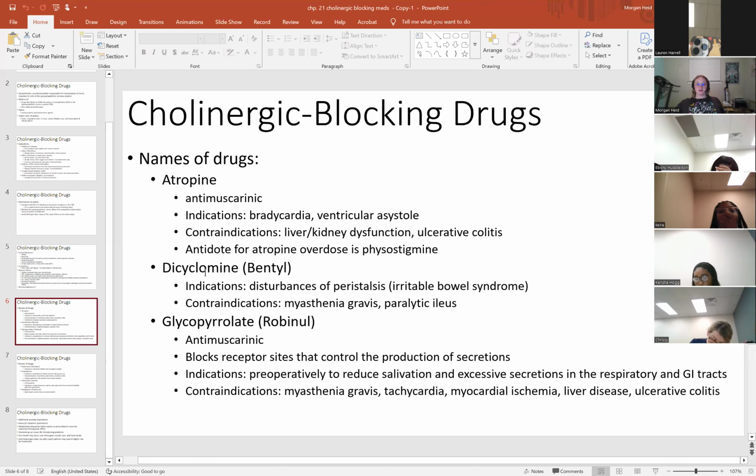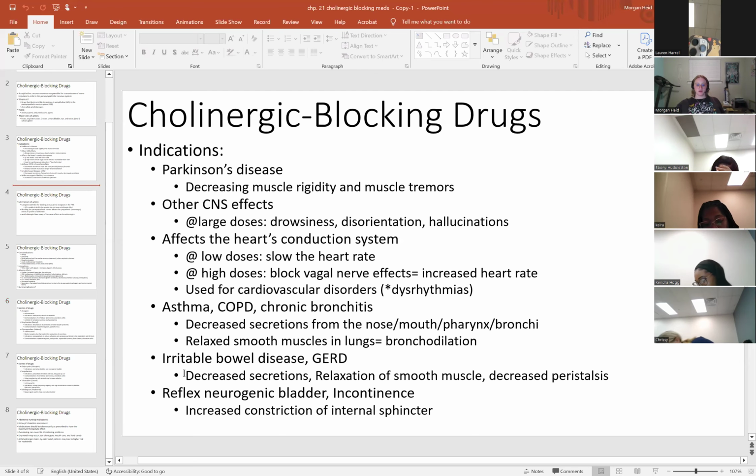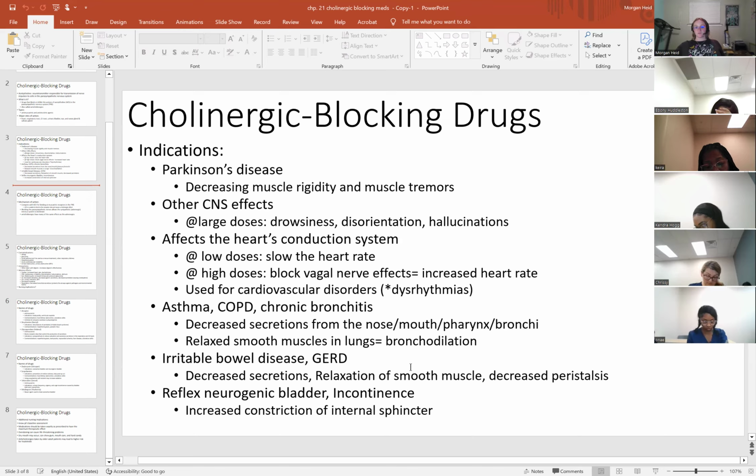Okay. Again, dicyclomine or Bentyl was going to be the one right here with the irritable bowel disease. Again, that was going to help decrease peristalsis and relax the smooth muscles, making me have less GI cramping and less diarrhea, things like that, because it's going to slow down the GI tract. Okay.